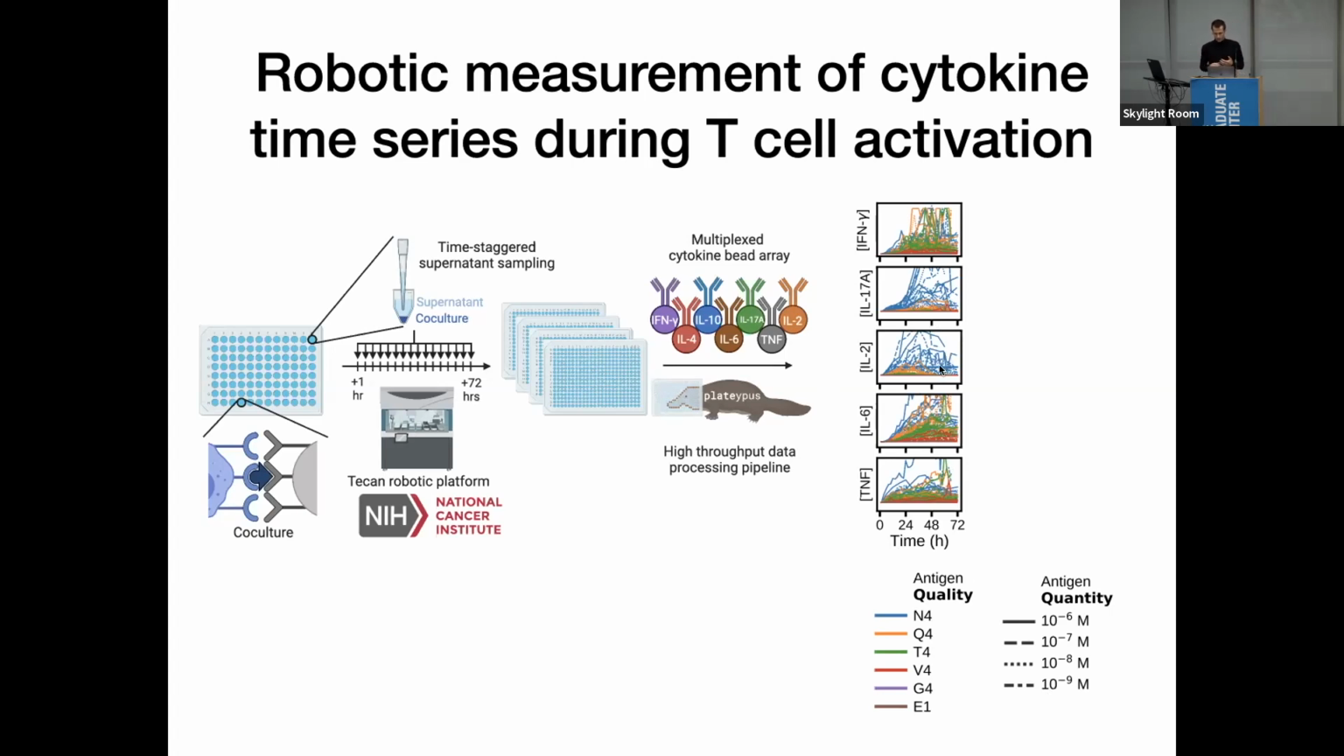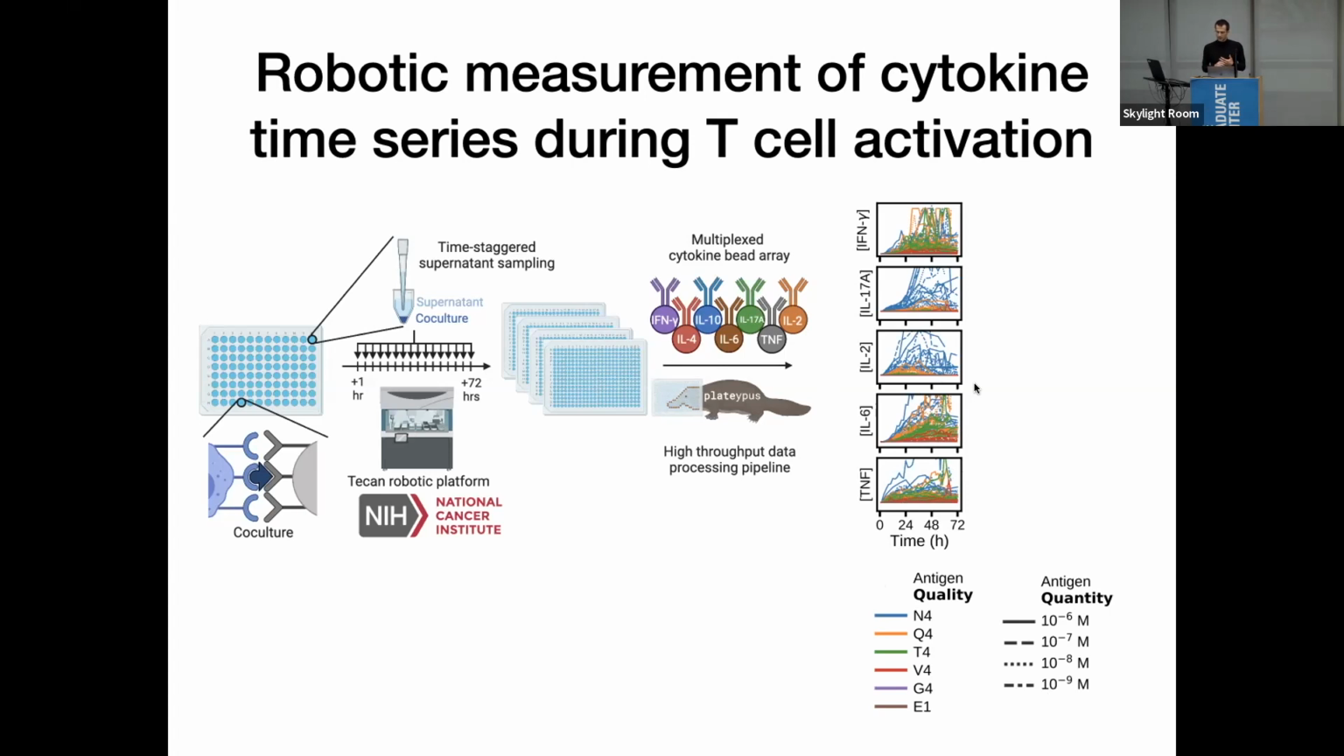It's somewhat noisy. There's overlap between cytokine time series coming from different antigens. You can see some segregation according to color, but except for the blue one, it's hard to tell what's happening. And we wanted to know exactly how are these dynamics controlled by antigen quality.